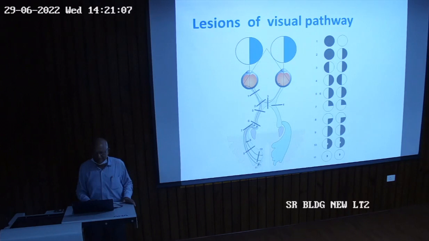This is at the peripheral part. The central part of the optic chiasma is involved in pituitary adenoma, pituitary enlargement. But what are the causes of binasal hemianopia? I can ask you, what are the causes of this?